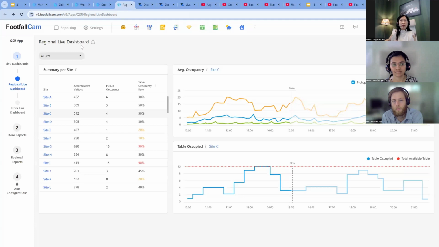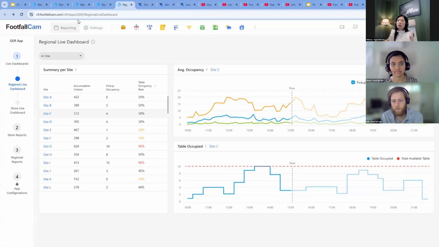So we can look at the regional live dashboard. This is live. So you can look at all your sites, like for a fast food chain, and see the cumulative visitors so far on this day, how many have already come in. What is the occupancy at the pickup zone? Whether or not they're really busy, and the table occupancy, you can look at so far what is the pickup, sitting, kitchen area, and so forth, and the table occupancy when it's already full and so forth.